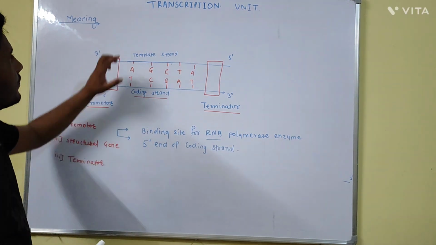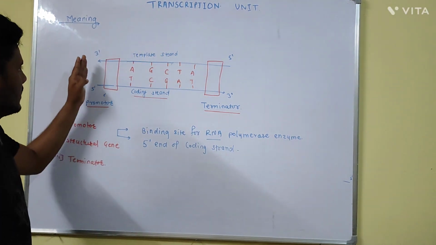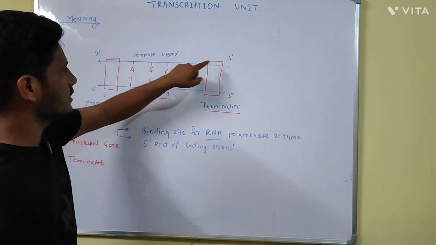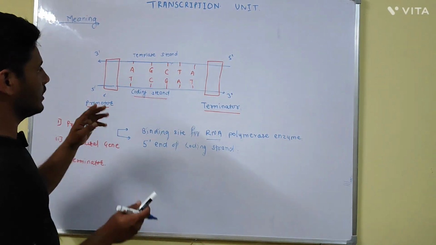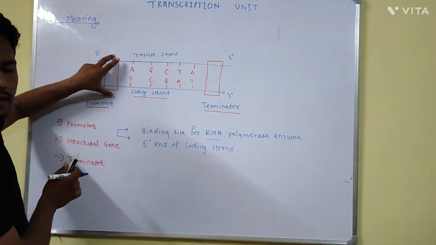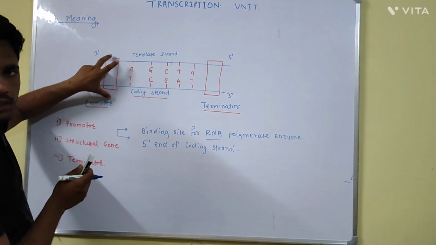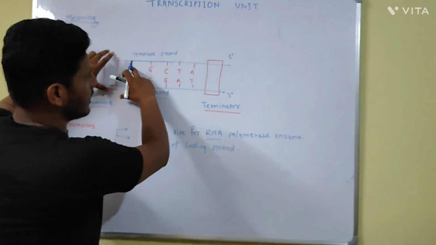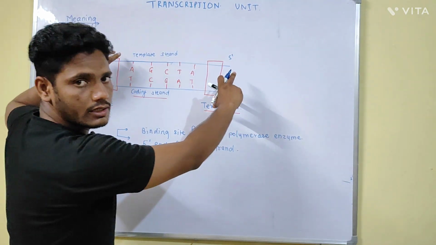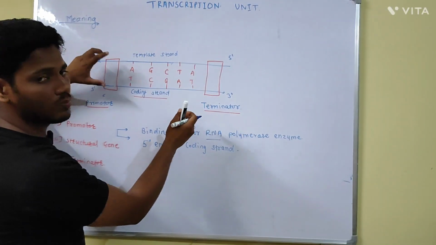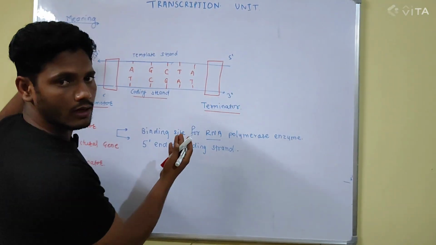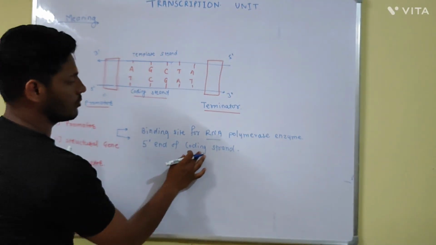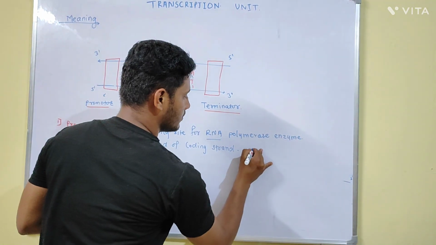Now students, the transcription process takes place like this, from the 3 prime direction to the 5 prime direction of the template strand. That's why the transcription process starts from here, where the promoter region is present, and goes like this, to where the terminator region is present. It means this promoter region is present upstream, while the terminator region is present in the downstream region. It means it is at the 5 prime end of the coding strand and upstream.